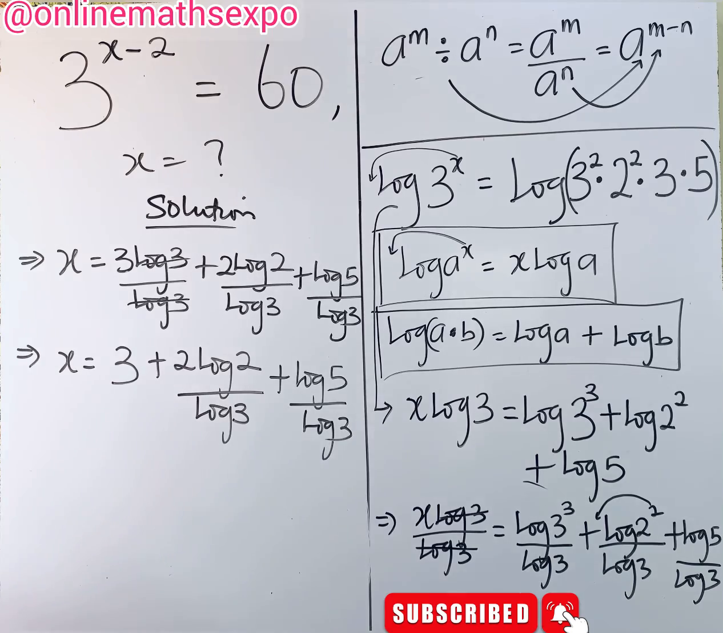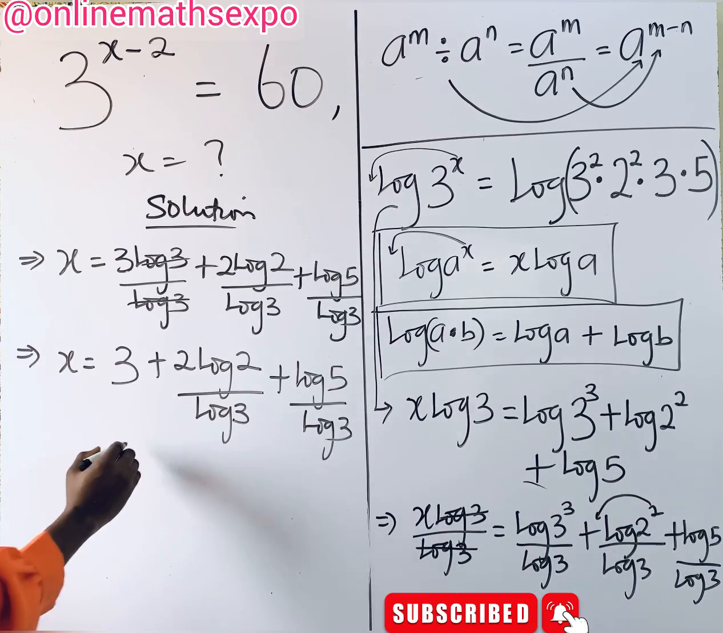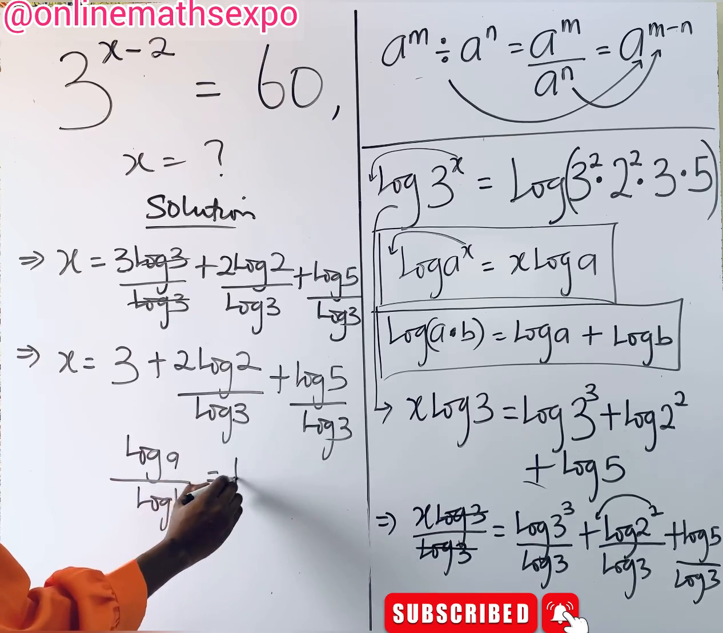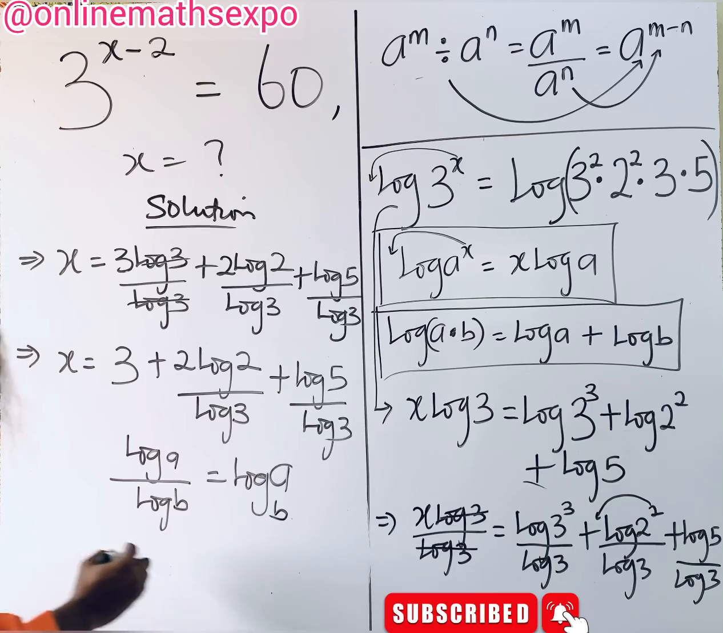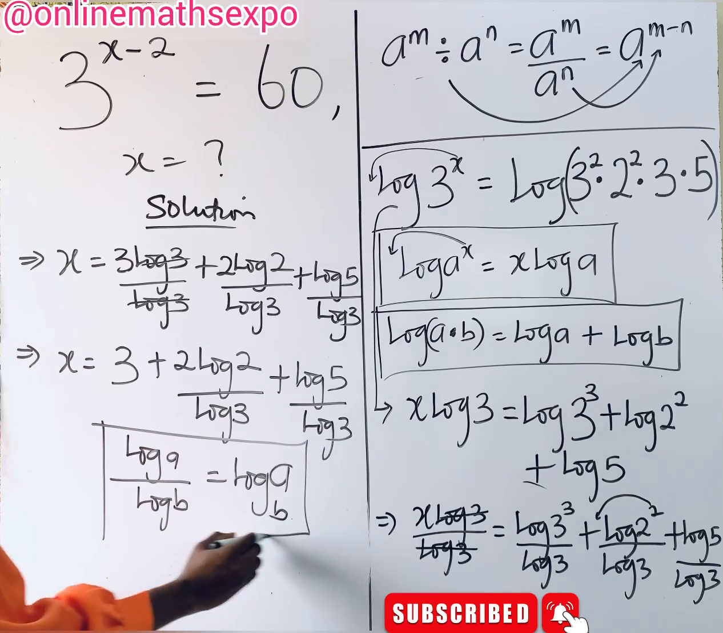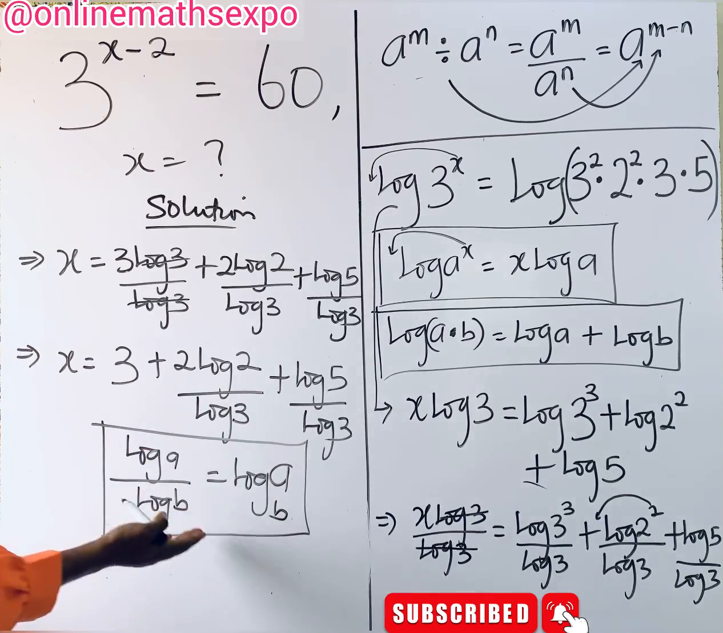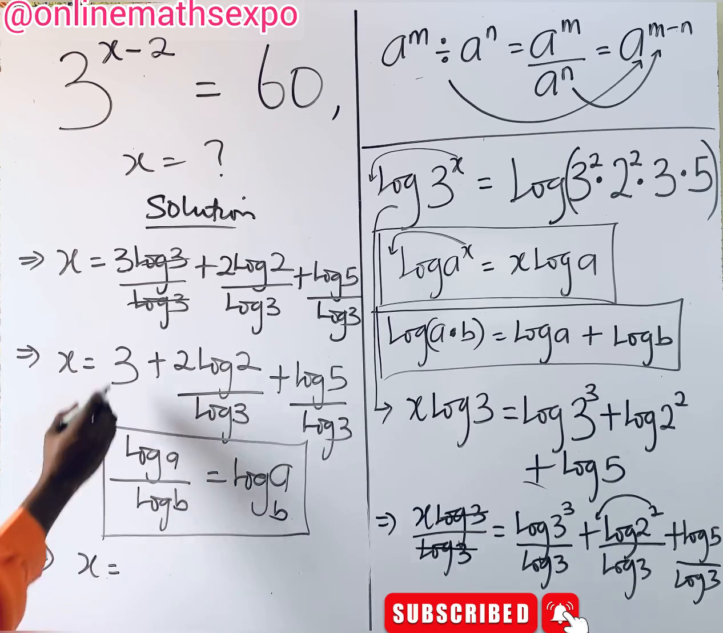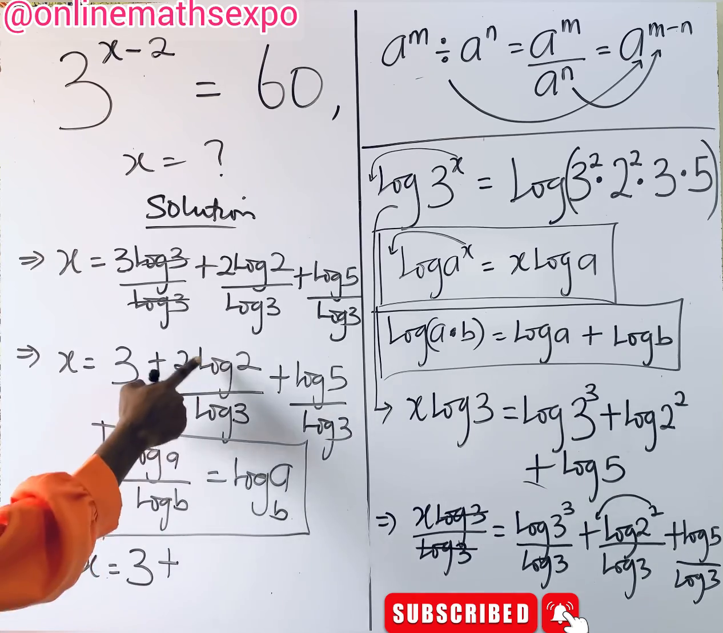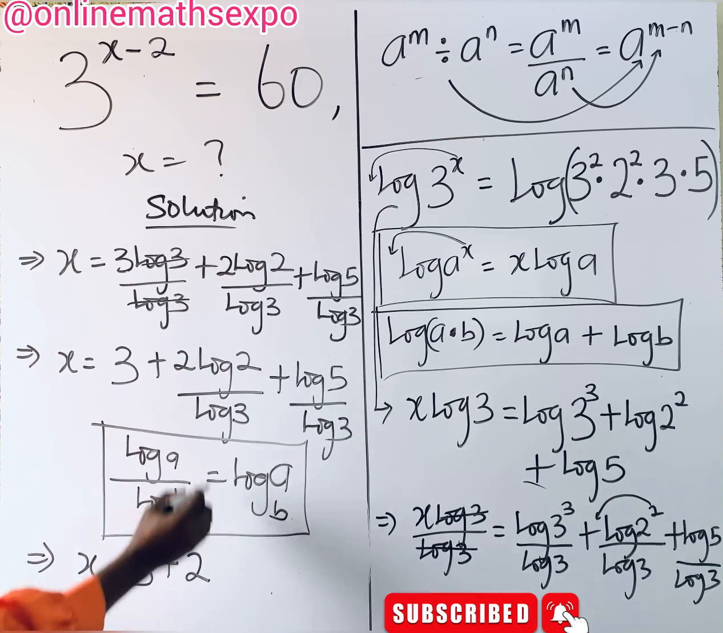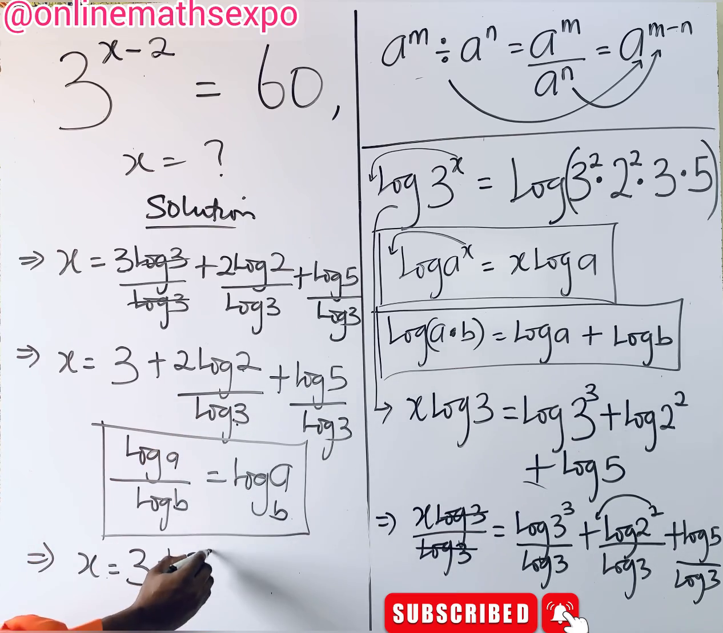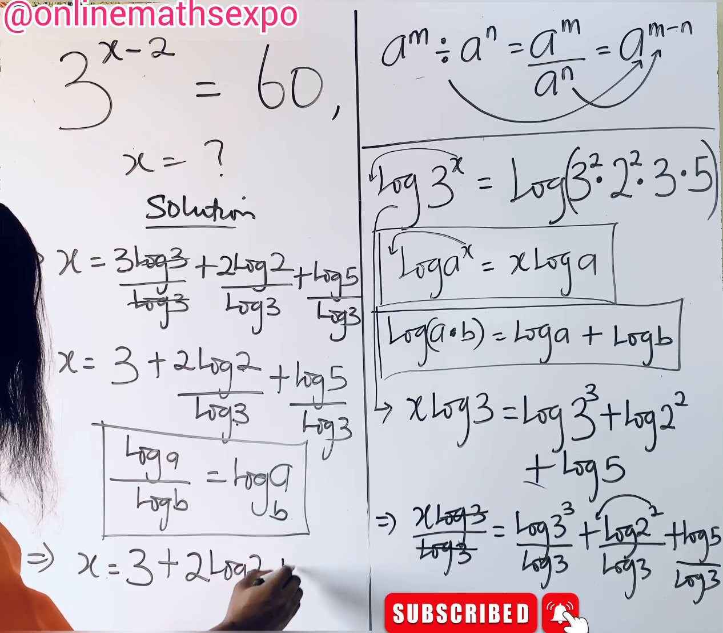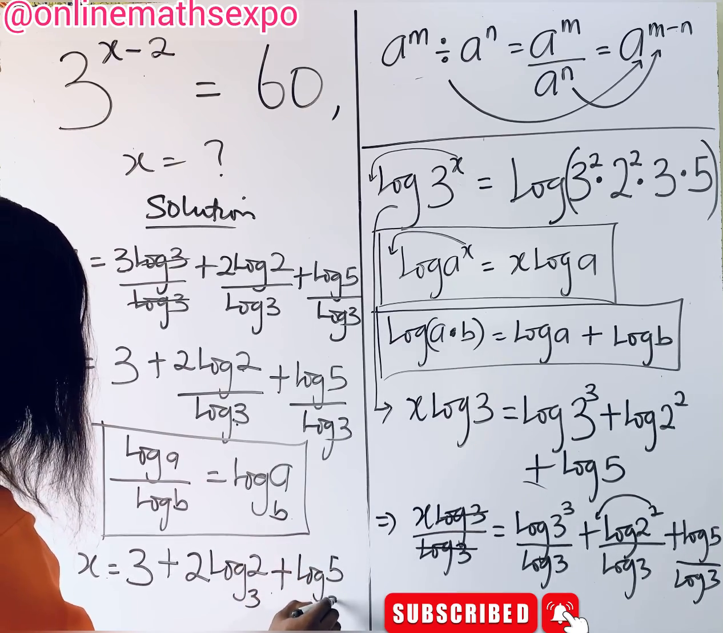But we cannot leave it this way. Just remember that for every log of A divided by log of B, it is the same as log of A base B. So let's use this rule. We call it the change of base formula. And if we apply this here, we are going to have in conclusion that x is equal to 3 plus, for this, you are going to have 2. You see this, apply this. So it's going to be 2 log 2 base 3. Then plus log of 5 base 3.